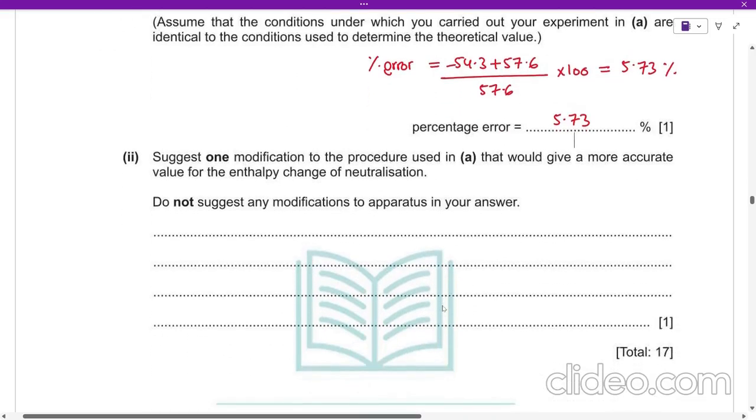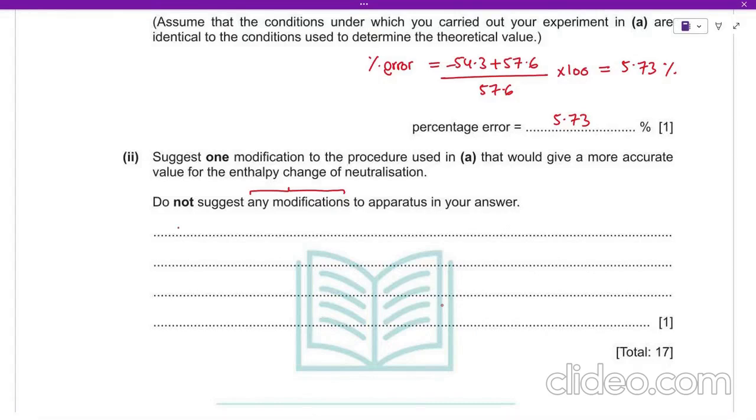Suggest one modification to procedure used in A part that would give a more accurate value for enthalpy change of neutralization. Do not suggest any modification to apparatus. So any modification means we cannot say that you should use a more accurate pipette, or a graduated pipette, or things like that, or a more precise thermometer. So you do not have to suggest modification to the apparatus.